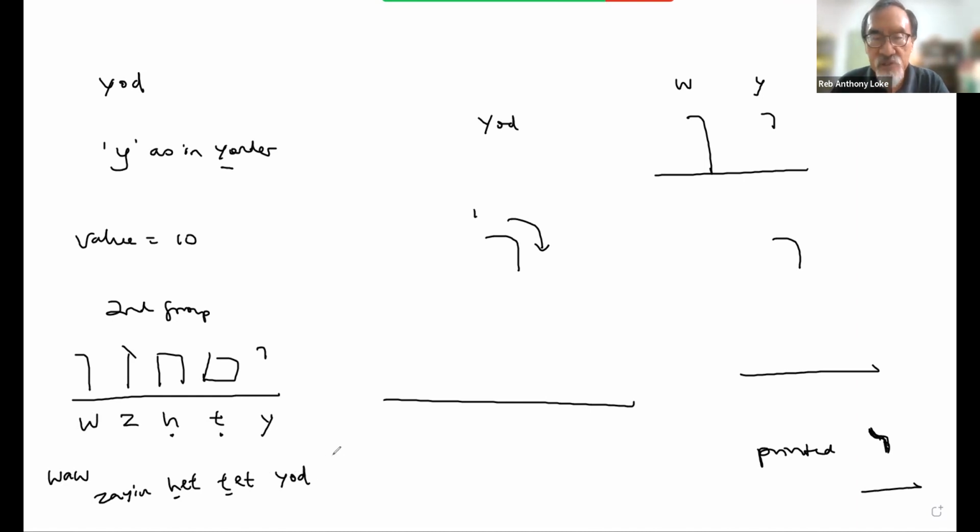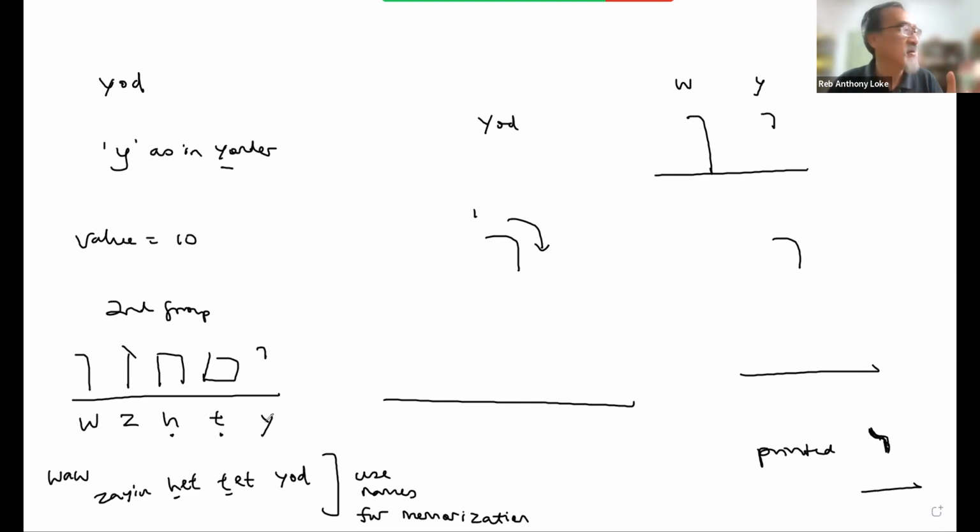So for memorization, we use the names. It is easier than to use the sound. Memorizing using the sound is quite difficult. Use the name for memorization. Aleph, Beth, Gimel, Daleth, Hey, Waw, Zai, Het, Tet, Yod. It's easier to use the names of the letters for memorization, but you need to memorize the sound as well.